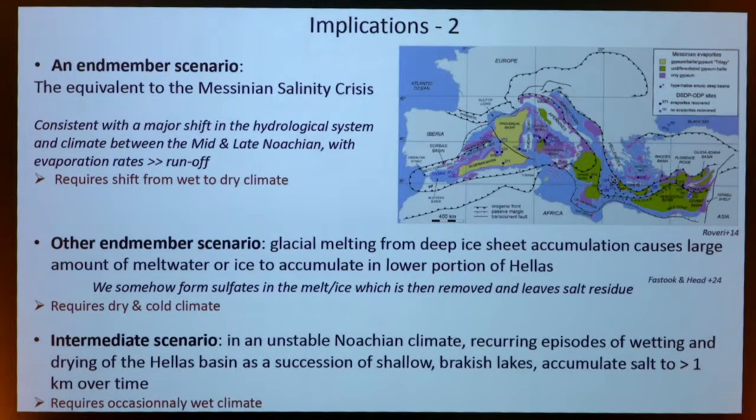Another scenario is closer to the recent paper by Fastook and Head, where we have this ice sheet which probably accumulated with basal melting and transport, and then you have a huge amount of ice which is either in form of ice or melted at the bottom of Helix, and then this could transform into salts. And finally, our last intermediate scenario would require occasional lakes which would accumulate salts little by little over time, which is hard to test.